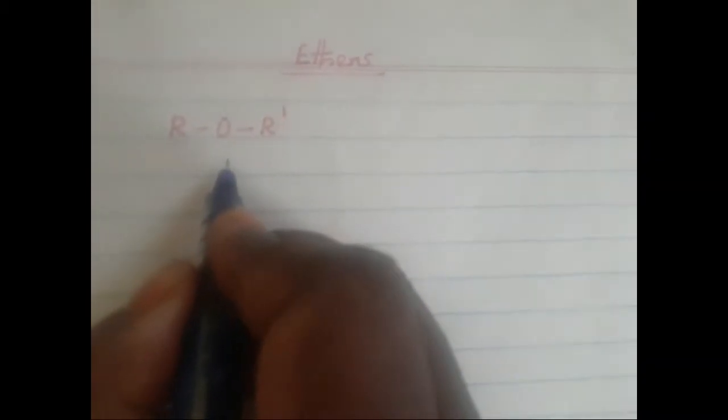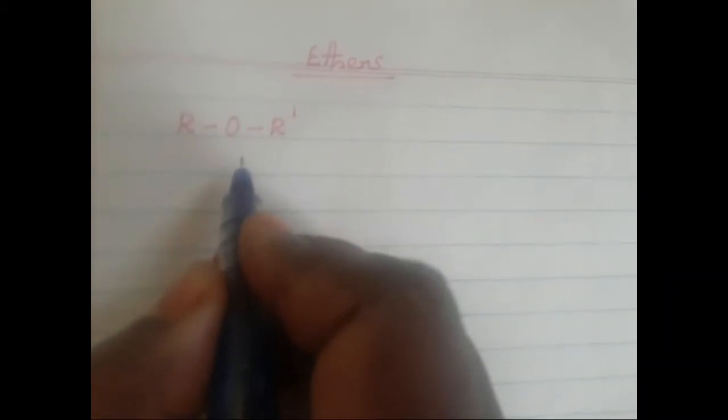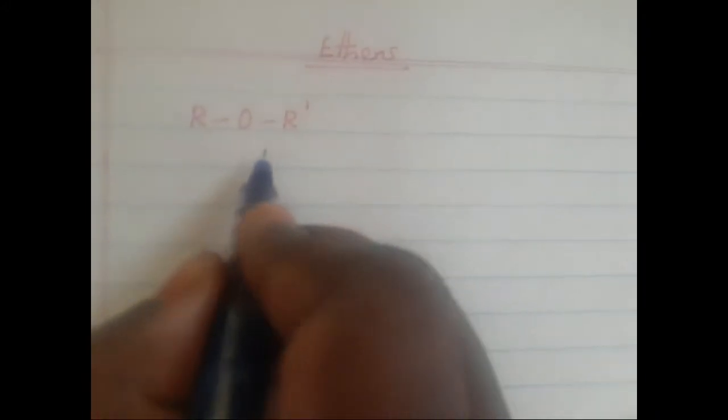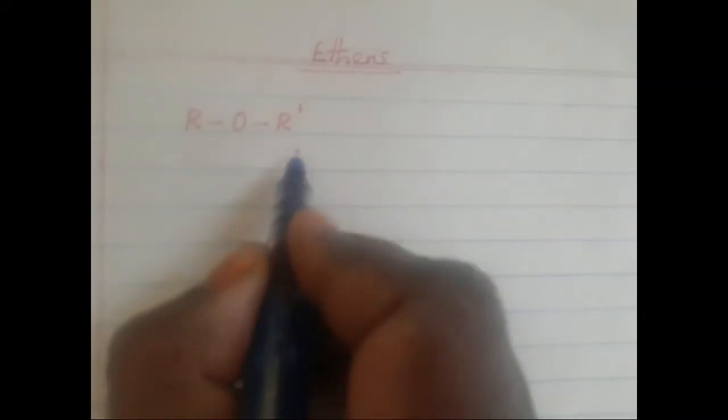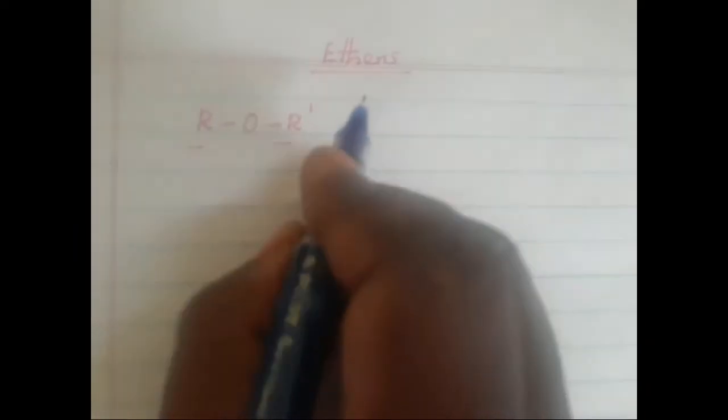Good morning, children. Today we are going to see about ethers. As you all know, the general formula of ether is ROR'. Ethers are organic compounds containing an oxygen atom bonded to two same or different alkyl or aryl groups.